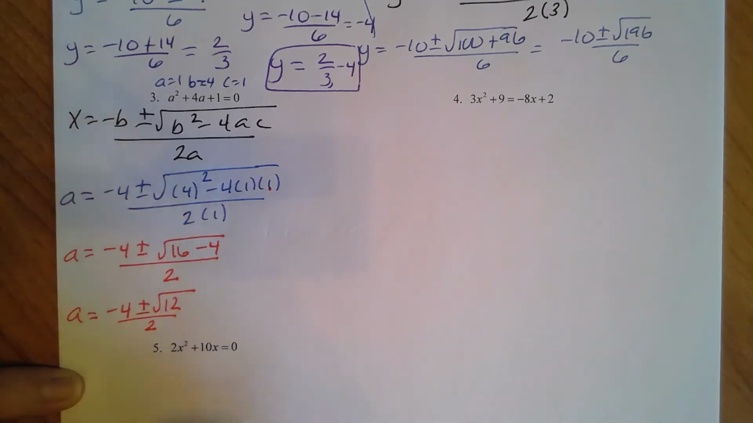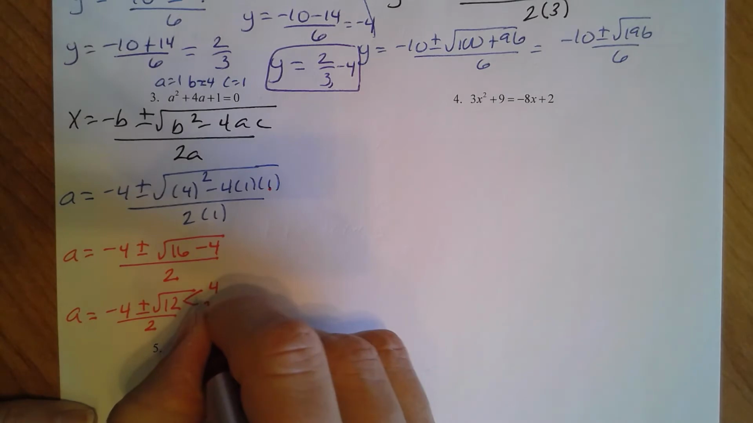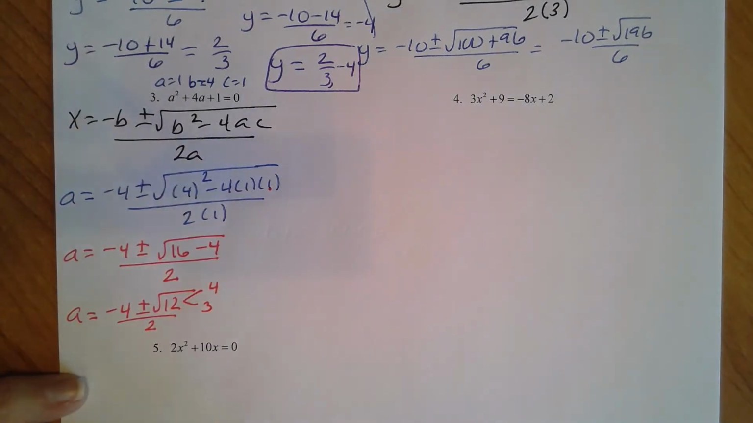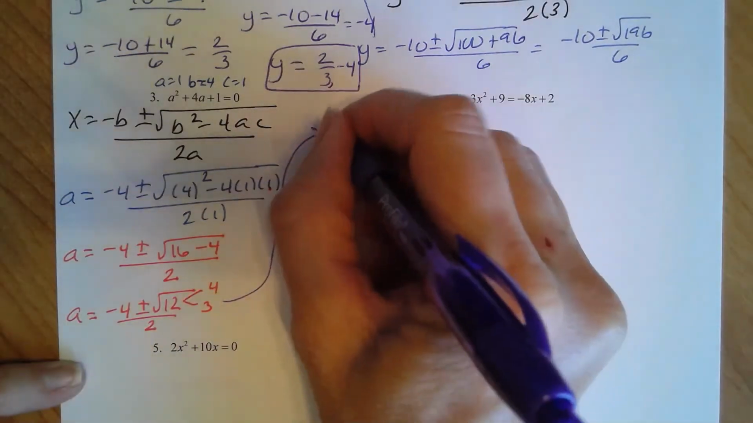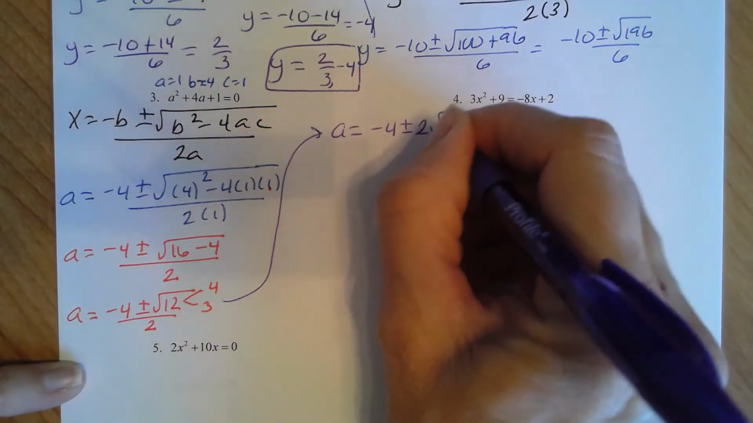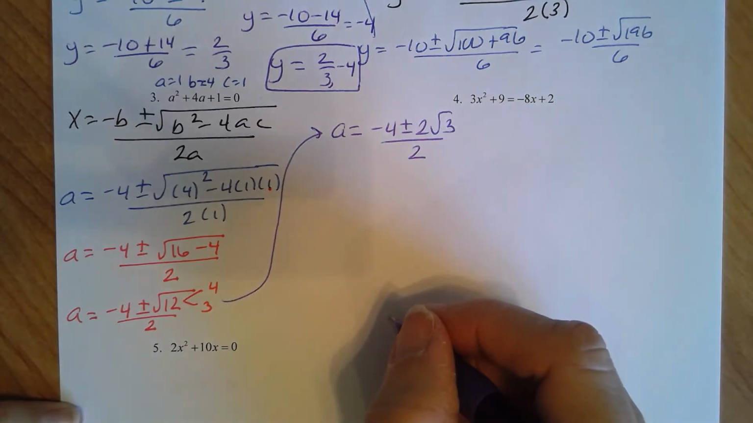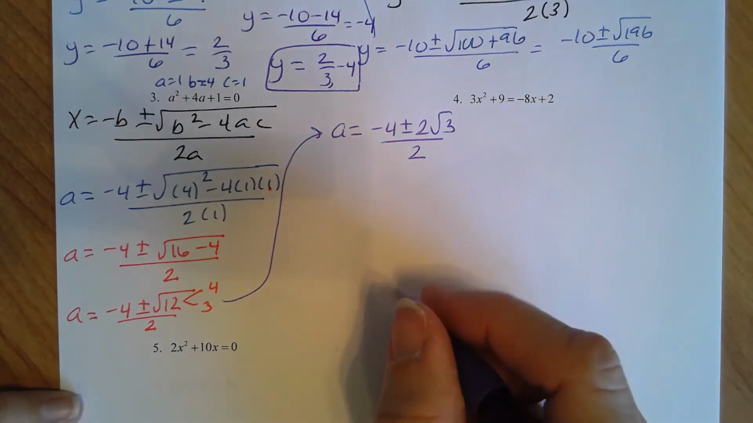Now we can't stop there. We're going to have to simplify even though our radical doesn't completely disappear. So remember, 12 is 4 times 3, so that means a 2 can come out. So right now we have a equaling negative 4 plus or minus 2 square root of 3 all over 2. Now here's where students make a lot of mistakes simplifying because they're not sure how.